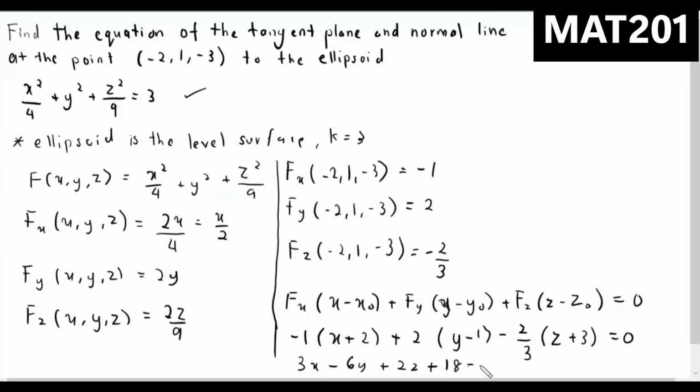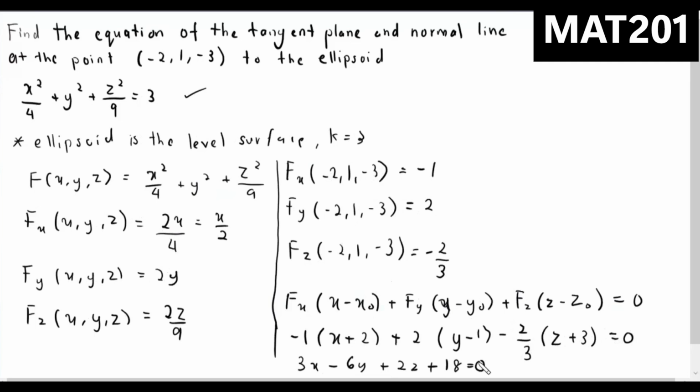The process from the second last line to the last line is easy. It's just basic arithmetic, so that you reach something you are familiar with, the equation of a plane. In this case, the equation of our tangent plane at the point (-2, 1, -3). So we are done with the first part of the question.